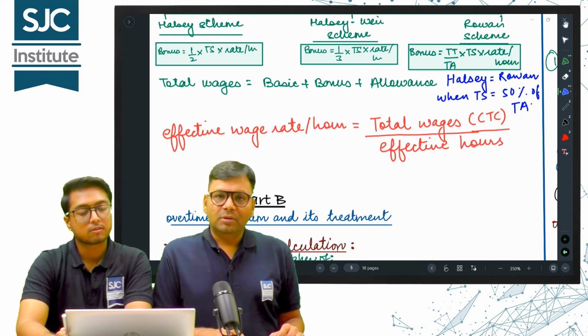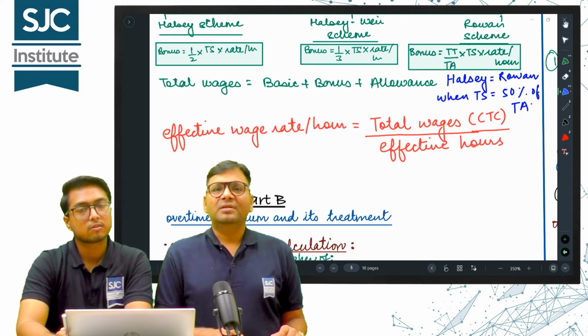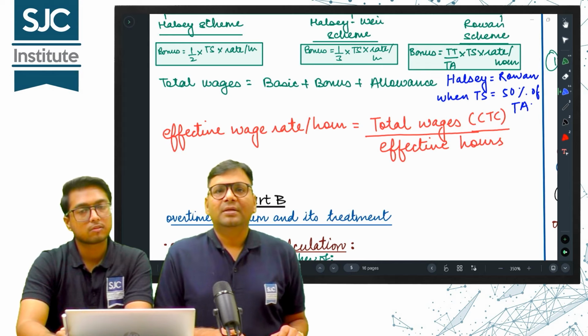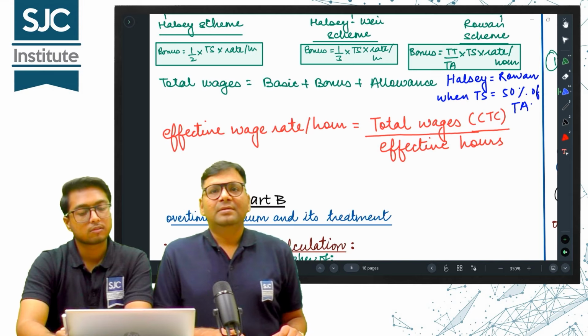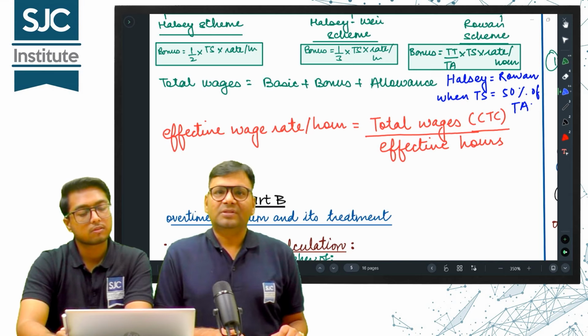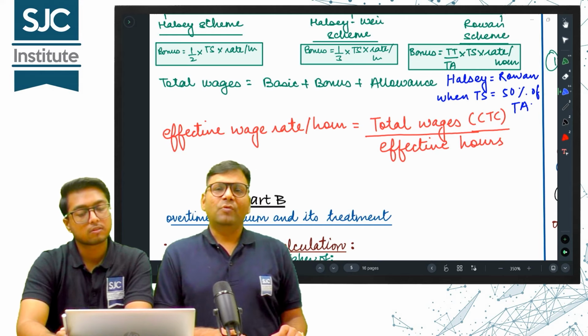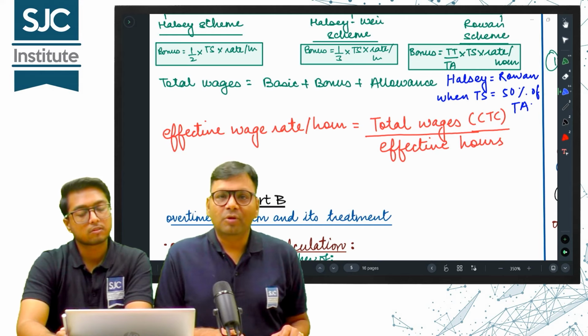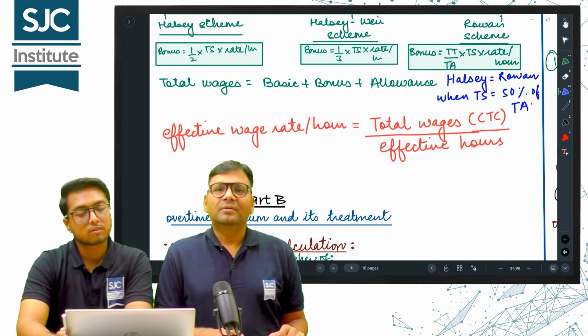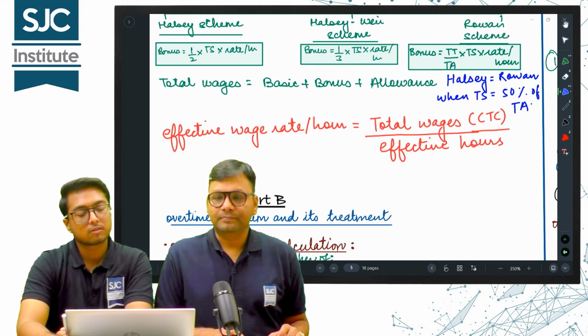2 very important notes. Number 1, Halsey bonus is equal to Rowan bonus when time taken by time allowed is equal to half. Secondly, as per management, which is quality conscious, the appropriate scheme would be the Rowan scheme because if workers try to save more time, the bonus will reduce. As per workers' preference, who always want to earn more for more time saved, the preference would be Halsey's scheme.